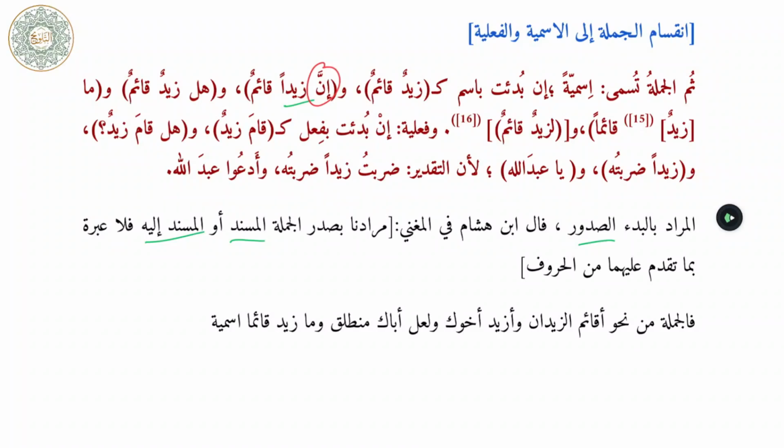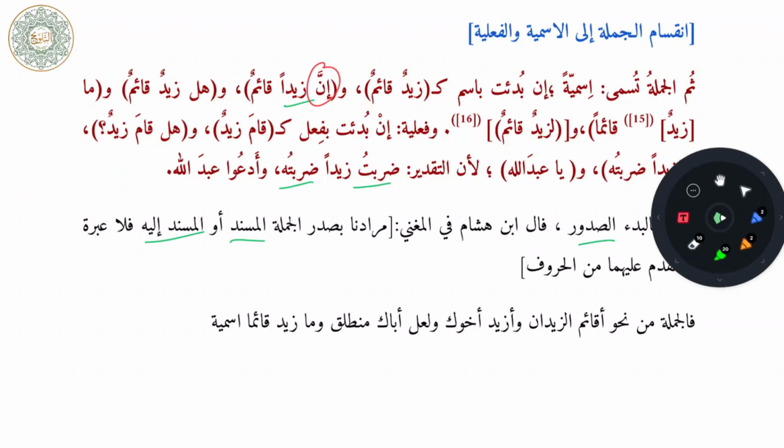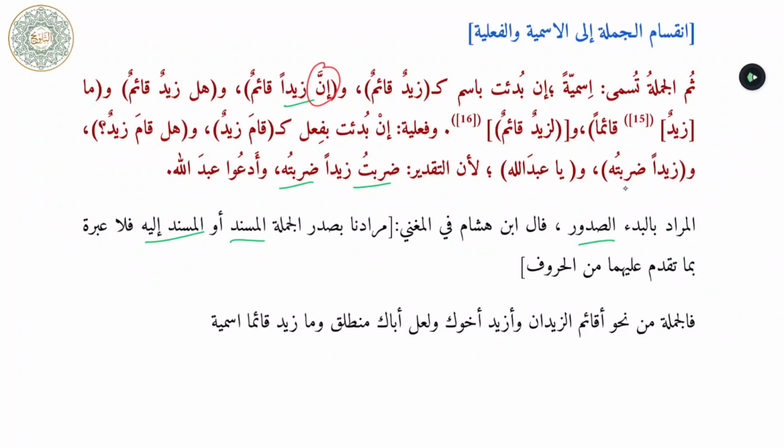وزيدا ضربته. Now over here you might think to yourself, well clearly an ism is coming first. But زيدا ضربته is really in the power of ضربت زيدا ضربته. This is اشتغال, right? Because the upcoming ضربته is occupied. It's not capable of governing Zayd because it's busy governing the pronoun referring to Zayd.